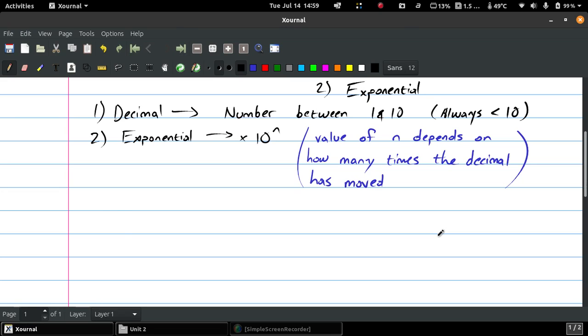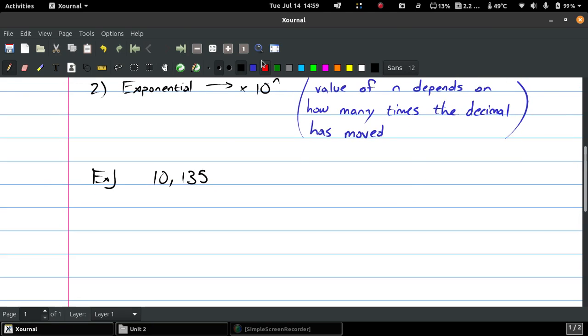So we have the number 10,135. As a number, that's perfectly fine to write it like that. But say you needed a certain amount of significant figures, which we're going to get into later, or what have you. You can express this in a different way. Just because you can't see it doesn't mean it's not there. There is a decimal point right there.